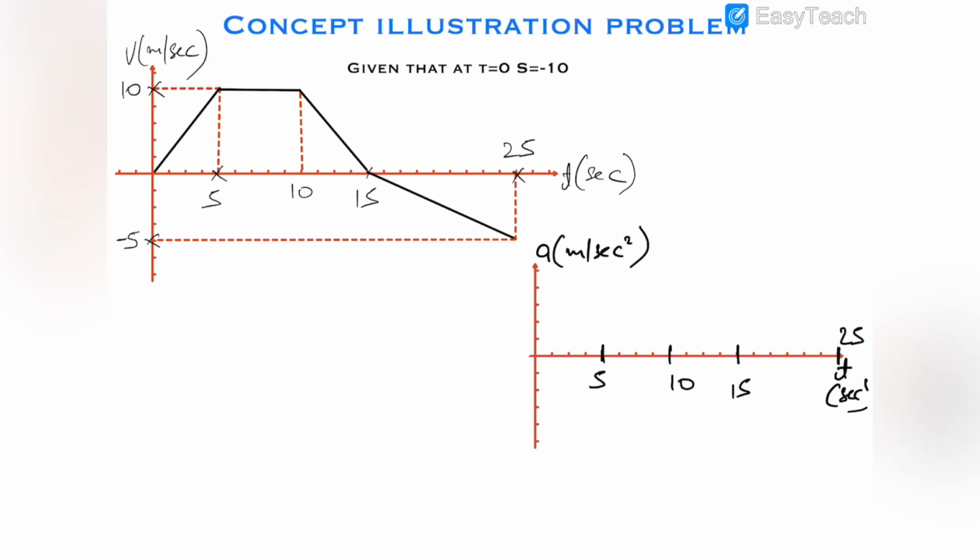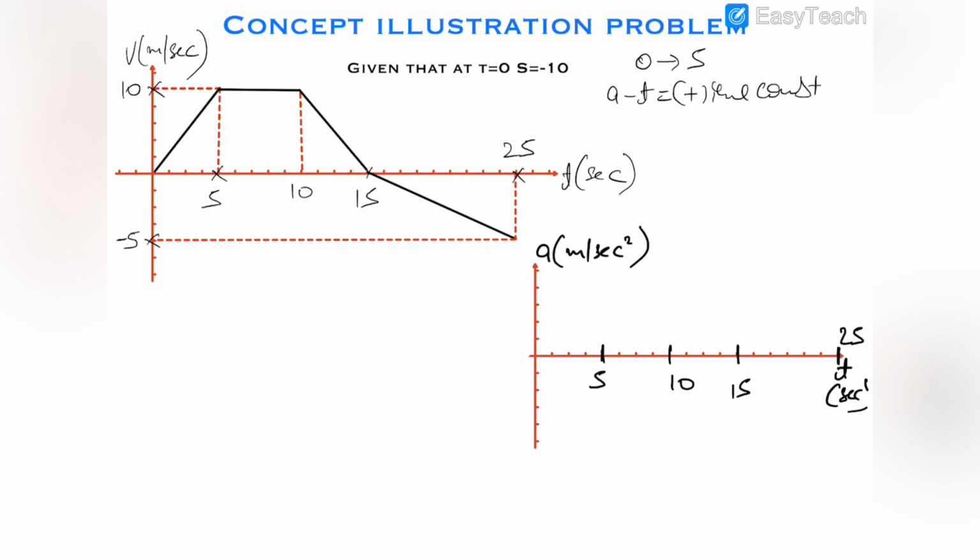So first of all, we have to mark the time axis the same, and now we will consider the time slots having a single graph. So let us write the time slot 0 to 5 seconds. So in 0 to 5 seconds, you can directly see that the VT graph is a straight line going in the upward direction. So the acceleration time graph would be a positive constant. So this is a positive constant.